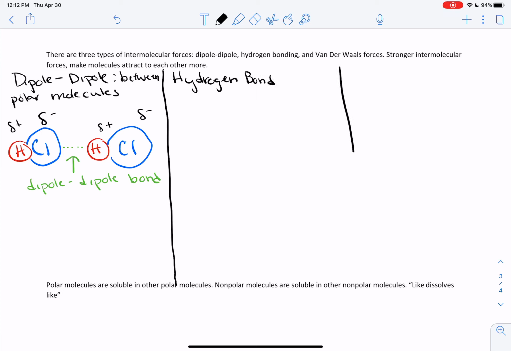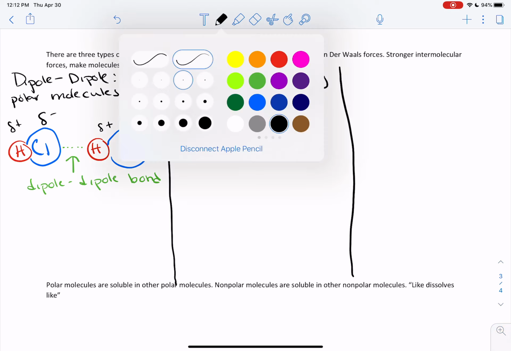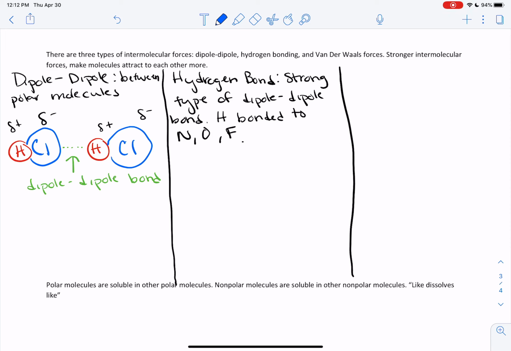Now, there's another type of dipole bond called a hydrogen bond. Now, a hydrogen bond is a type of dipole bond, but it is very strong. It's a strong type of dipole bond. Okay? And it happens when we have hydrogen bonded to either nitrogen, oxygen, or fluorine. So in the case of water, this is an example of where we would have a hydrogen bond.